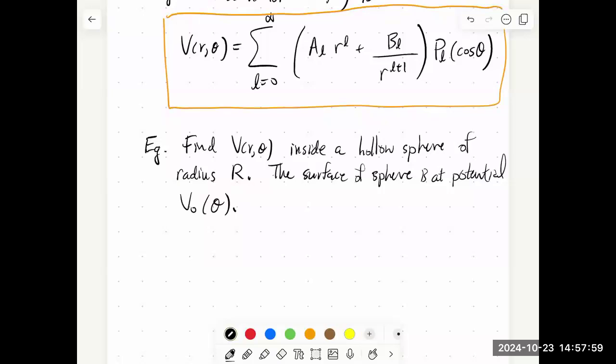Just like we did in Cartesian coordinates, the whole game now is to find the values of the unknown coefficients. So for example, AL and BL, and actually those are the ones we have to deal with. All right, so we need to come up with boundary conditions. Match the boundary conditions. What do you suppose the boundary conditions are?